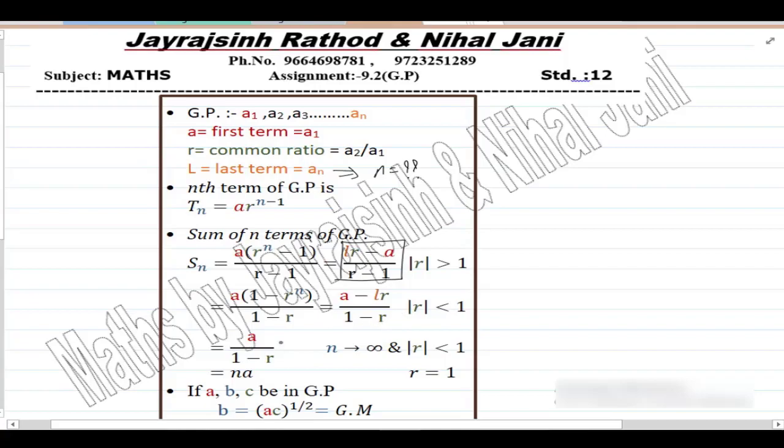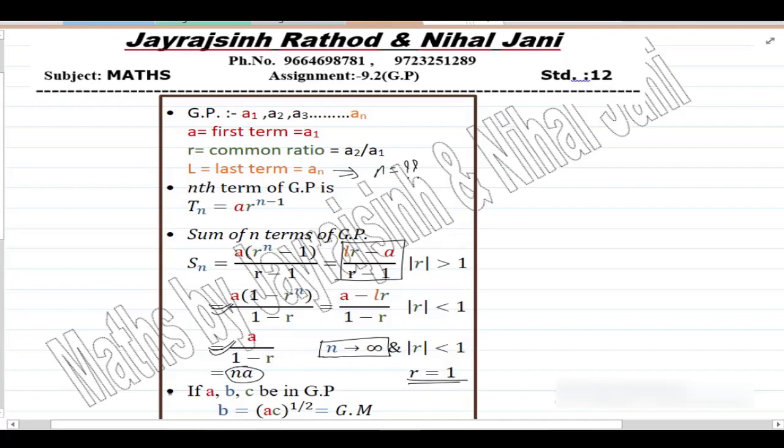Now the third condition is when the number of terms tends to infinity and r is less than 1. Then we can say our summation of the terms will be A upon 1 minus r. The third form is actually the result of applying the limit n tends to infinity to the second form. Now the last one: when the common ratio is equal to 1, or we can say we have a constant sequence, then the summation will be simply n A.